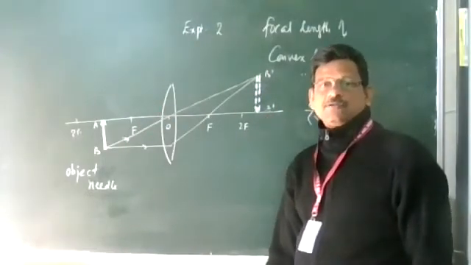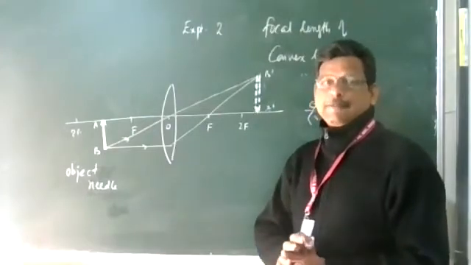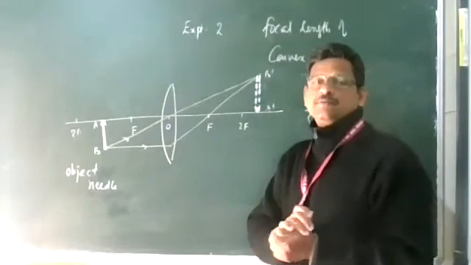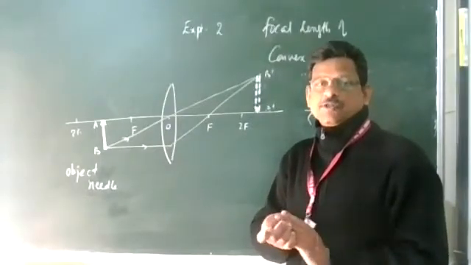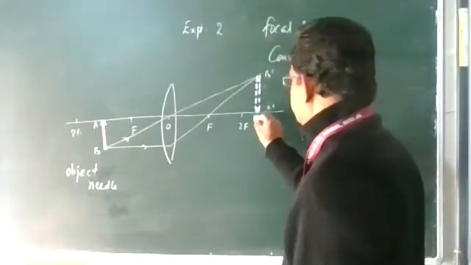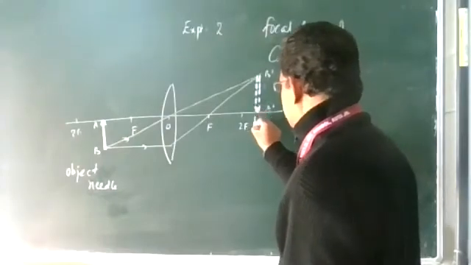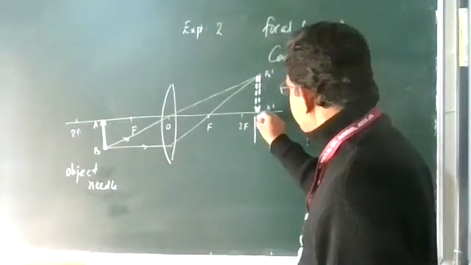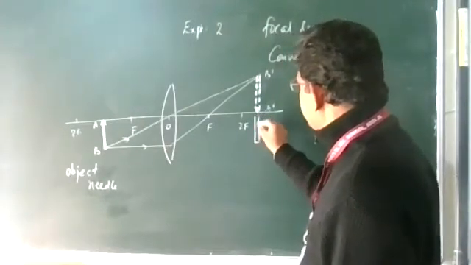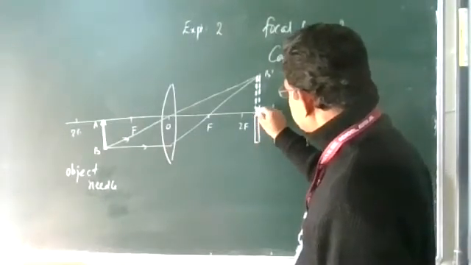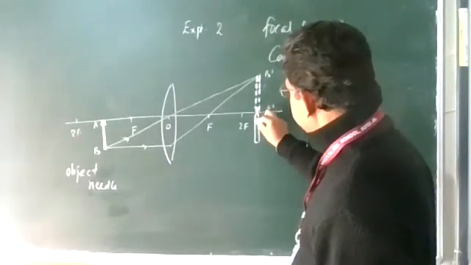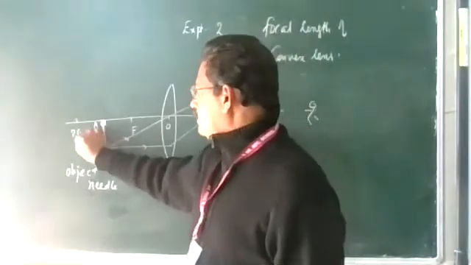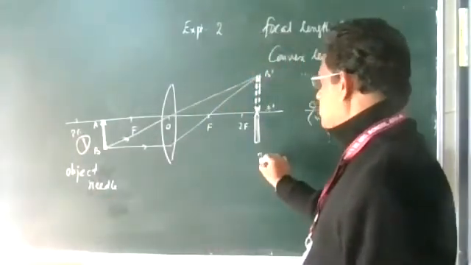Then what you have to do next? Another pin, a needle, is available, along with a stand. You have to fix this needle on the stand and place it. This is another needle of the same type. This is the image needle, this is the second needle. So this is needle number 1 and this is needle number 2.